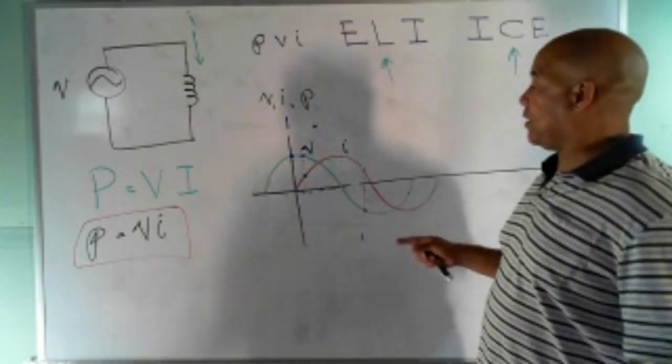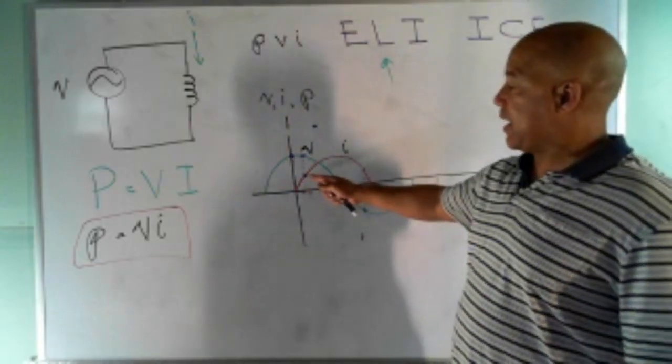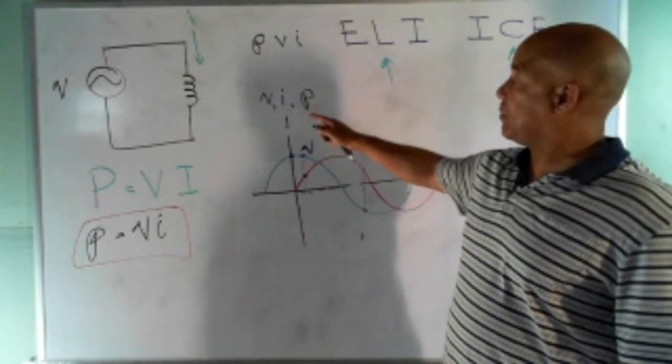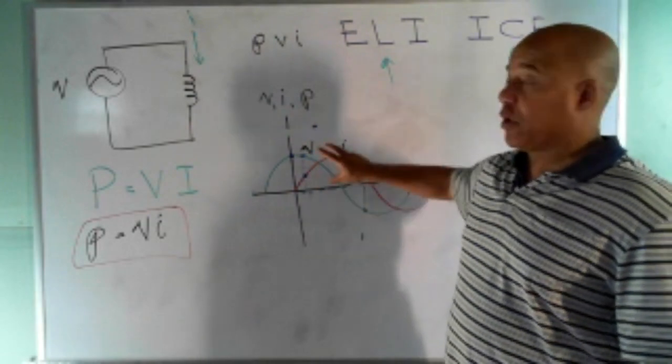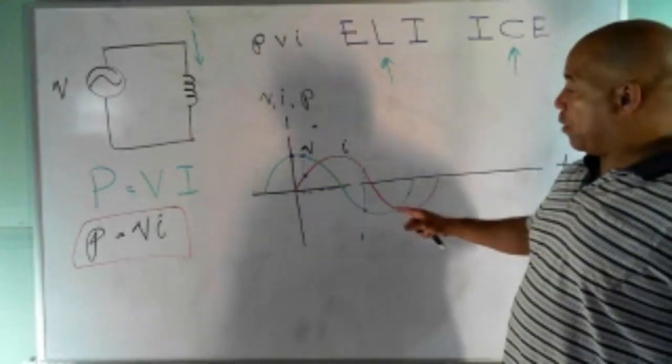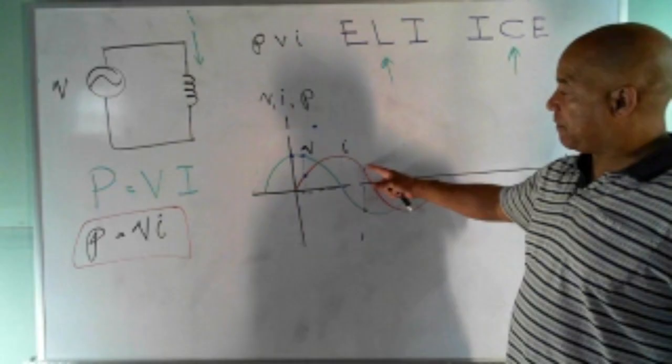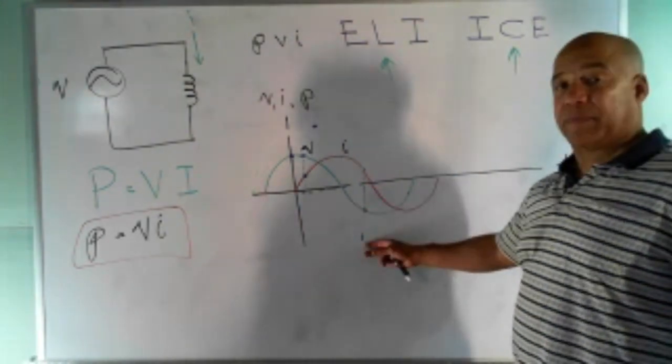I still have exactly the same effect: I'm multiplying a positive current times positive voltage, which gives me positive power for a portion of the waveform. For another portion, I'm multiplying positive current times negative voltage, which gives me negative power.